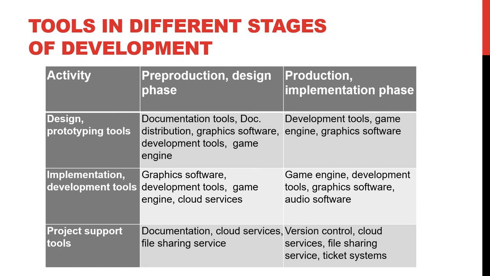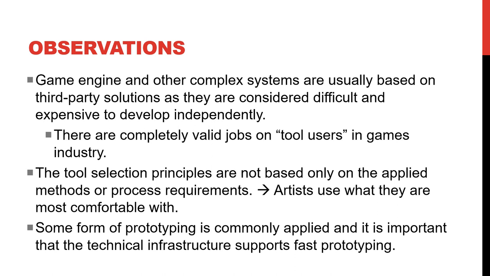Of course, this also means that if we as an organization commit to some project or some production, then it means that we also test out the different documentation and cloud services and file sharing services before we start to work. Because for example, migrating version control services or the project repositories or ticketing services or anything into another system during the production cycle would just cost us money and be a very inefficient way of doing things. So, in general, the game engines and other systems are used because they save time and money.